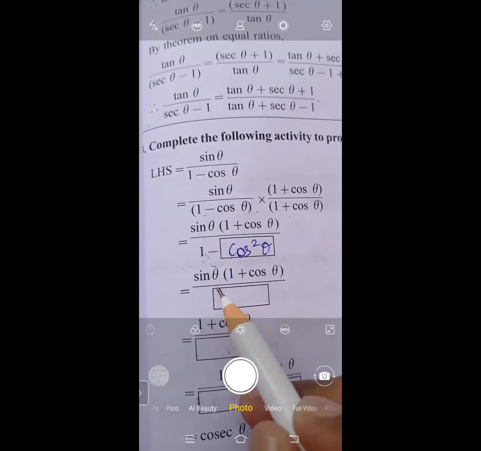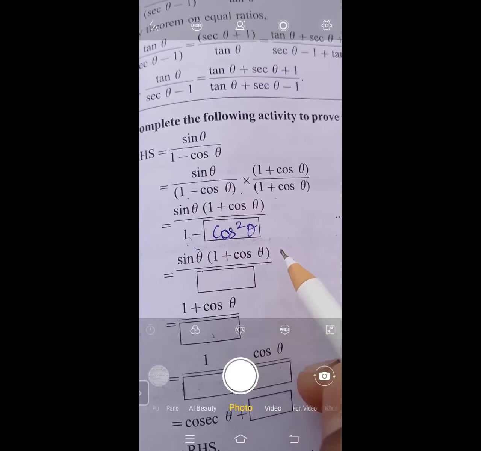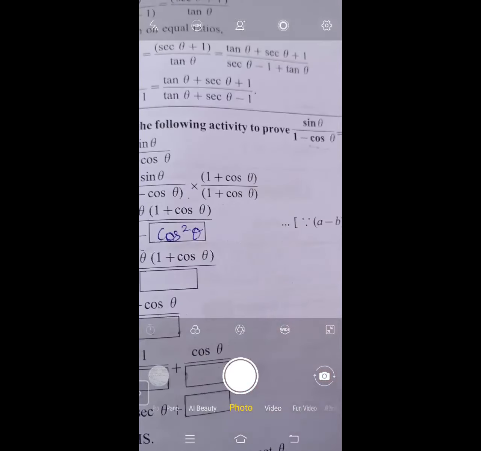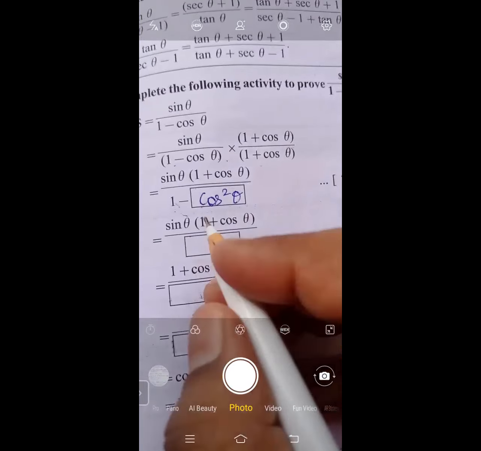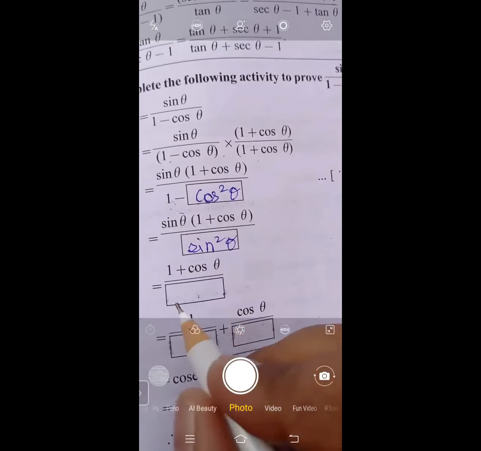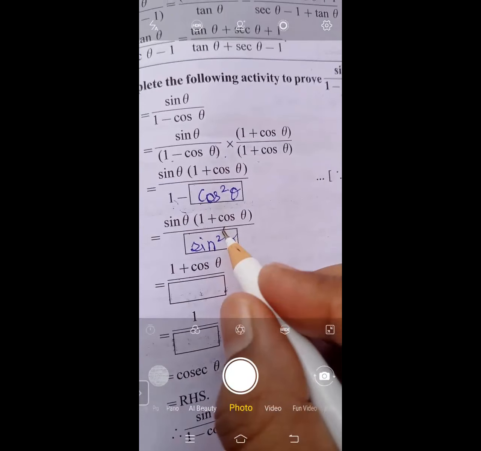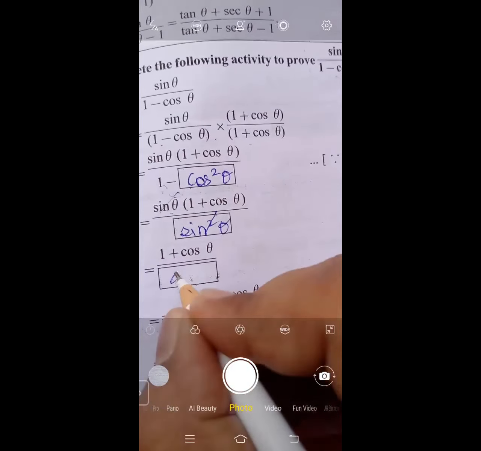So sin theta into 1 plus cos theta. Now we know that 1 minus cos square theta is equal to sin square theta. So we will write here sin square theta. So one sin will get cancelled with this sin theta. So 1 plus cos theta upon sin theta.